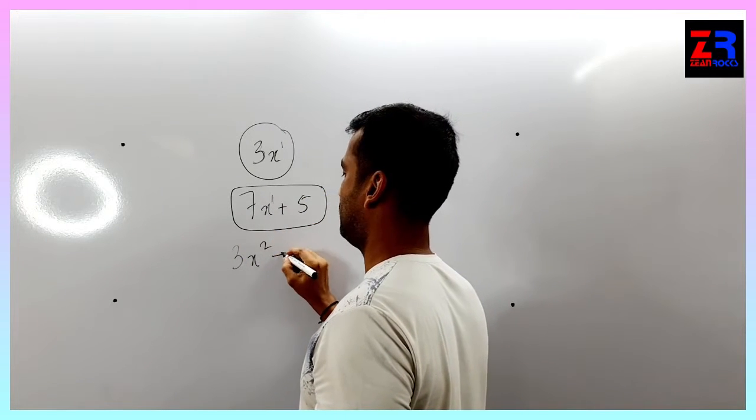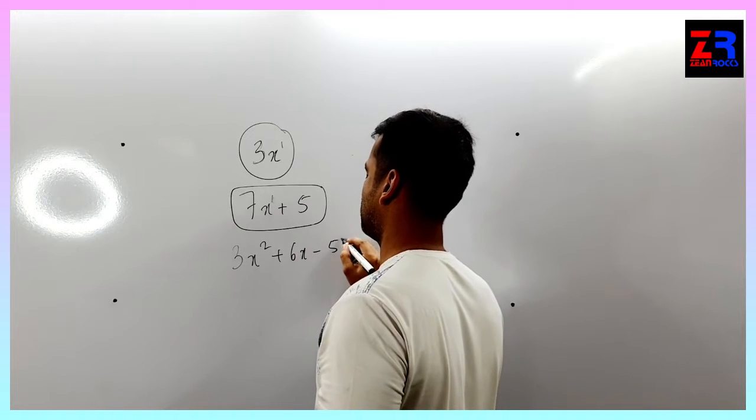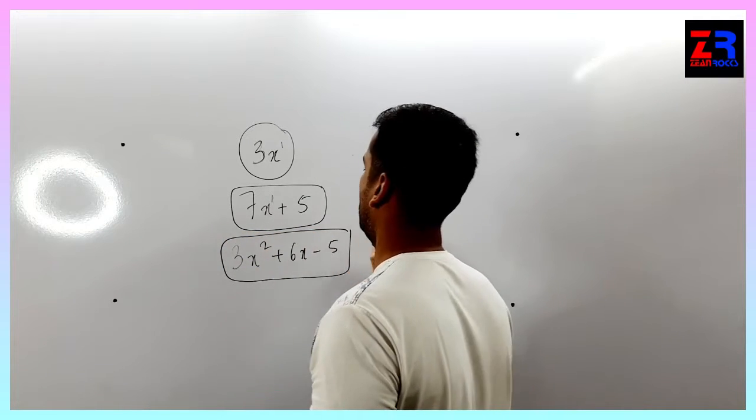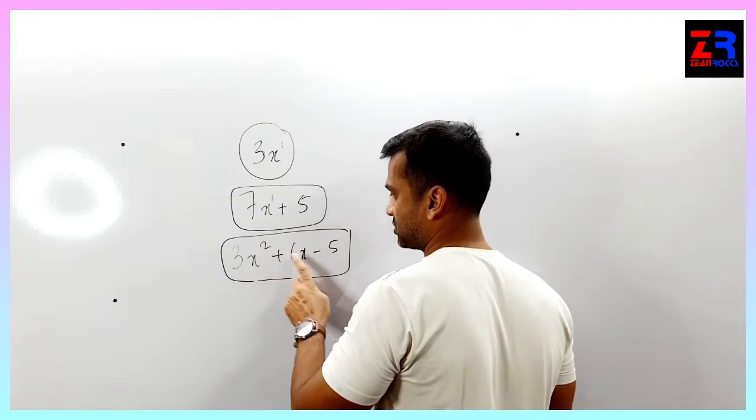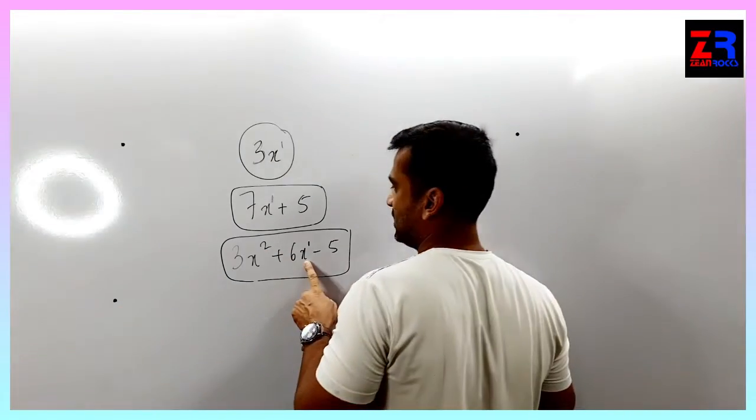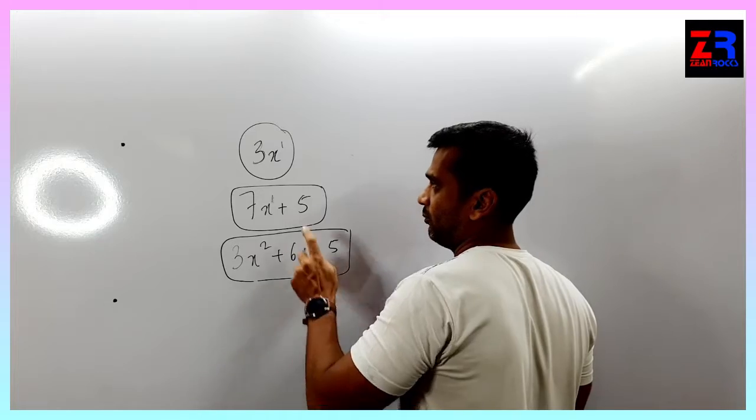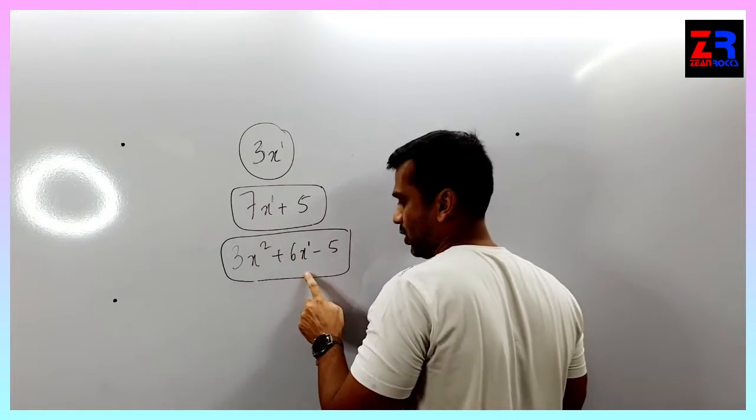3x square plus 6x minus 5. This is a polynomial. Is this clear? The power of the variable is positive. So it's a polynomial.